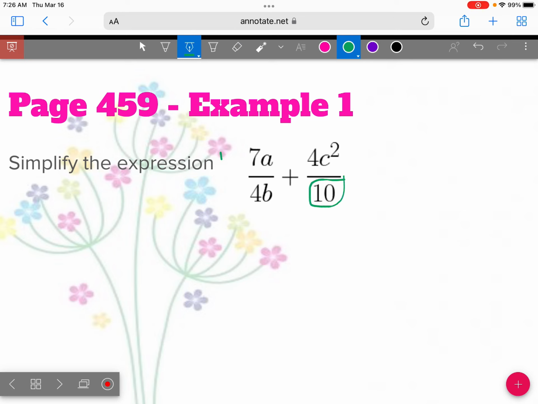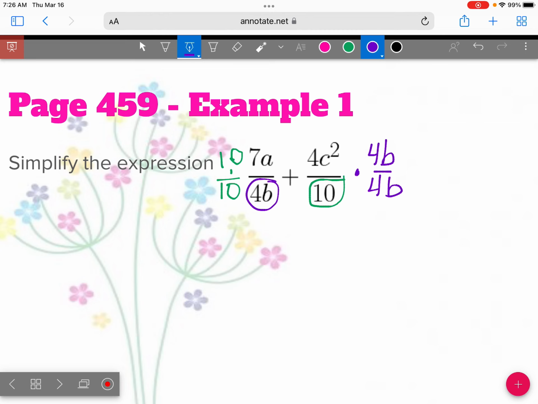So we could take 10 and do times 10 over 10. And we could take our 4b and take this guy times 4b over 4b. That's not what a b looks like. That is 100% a valid strategy.